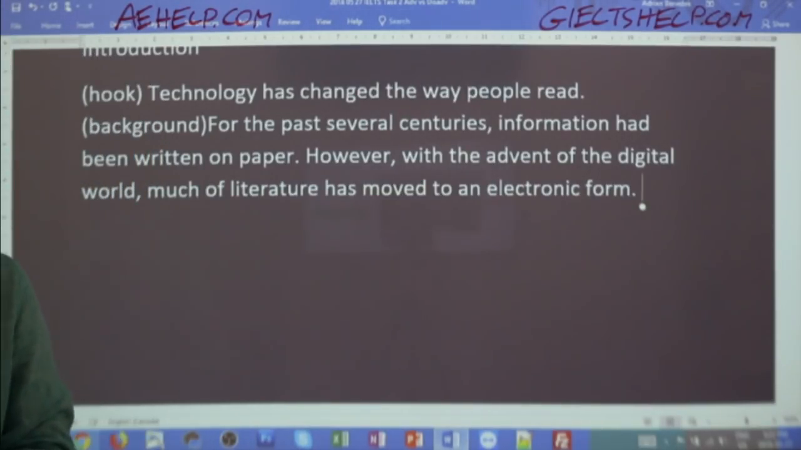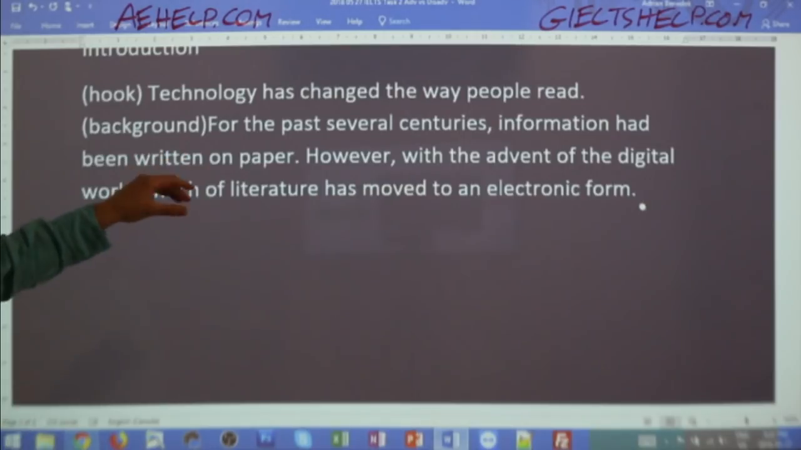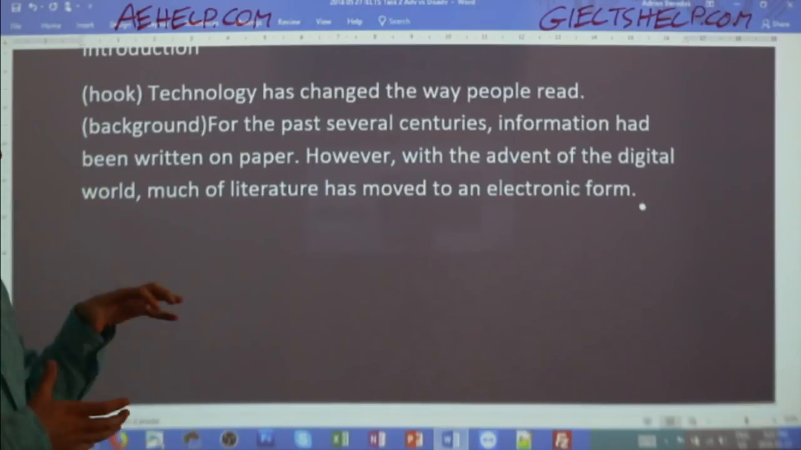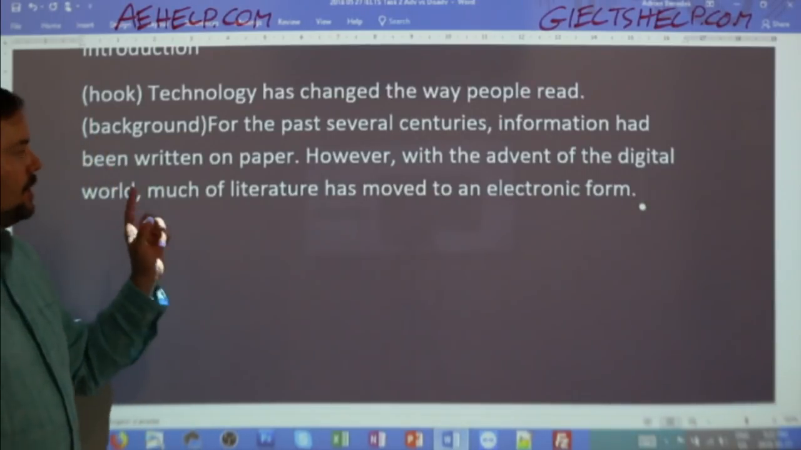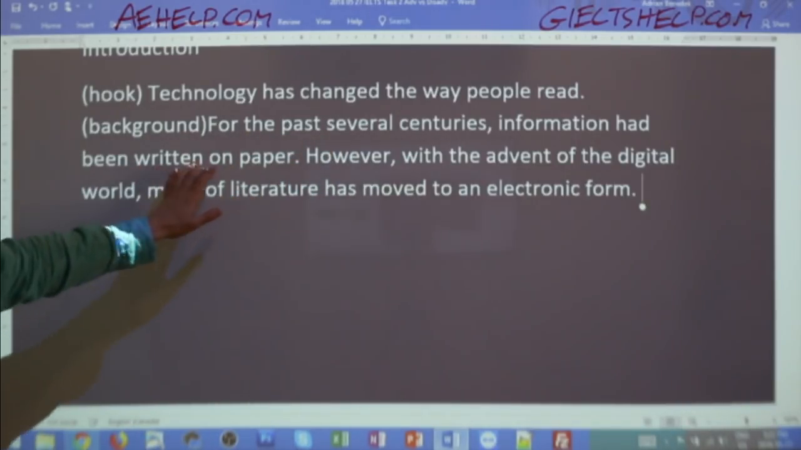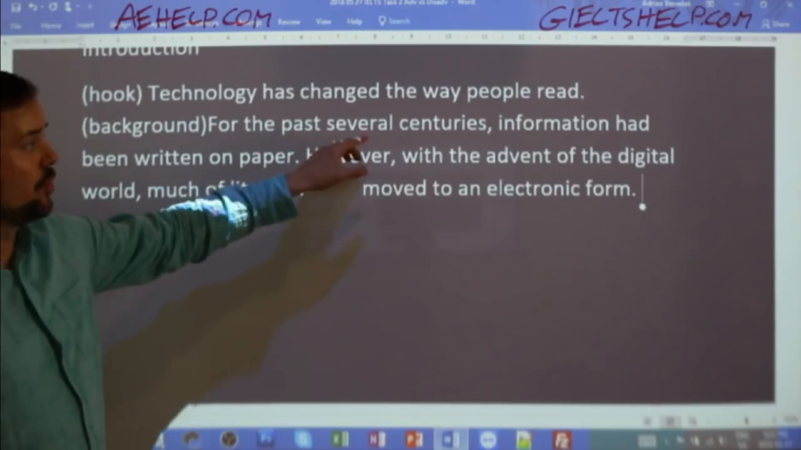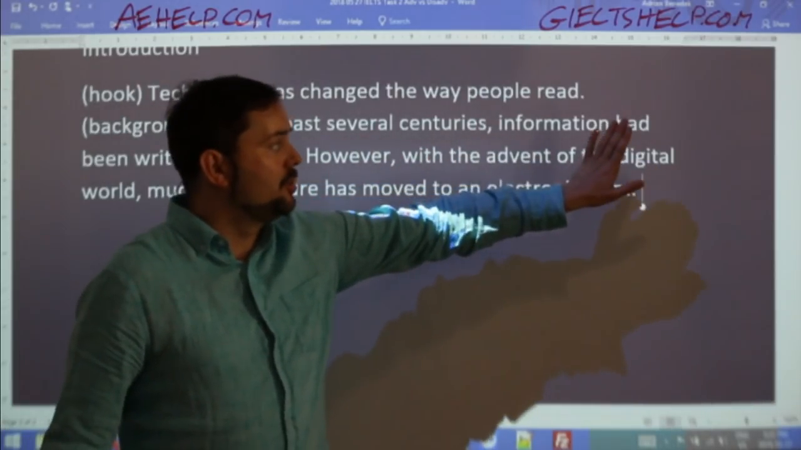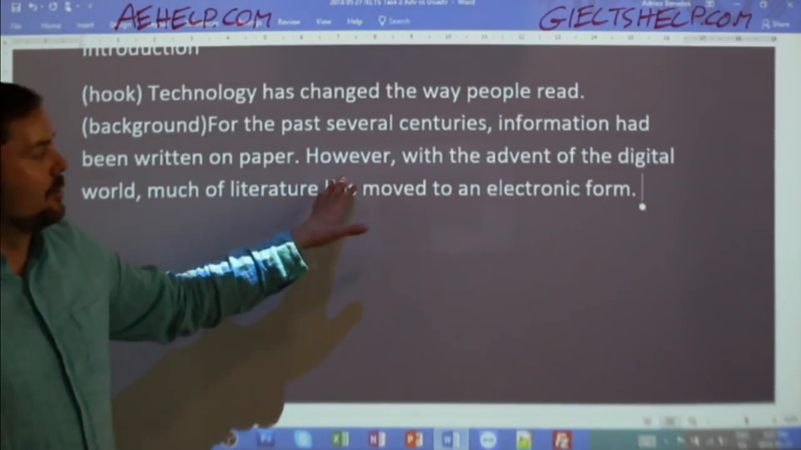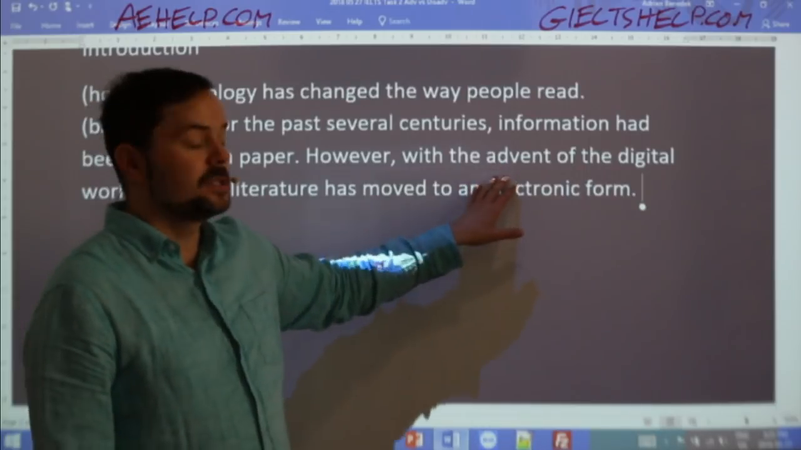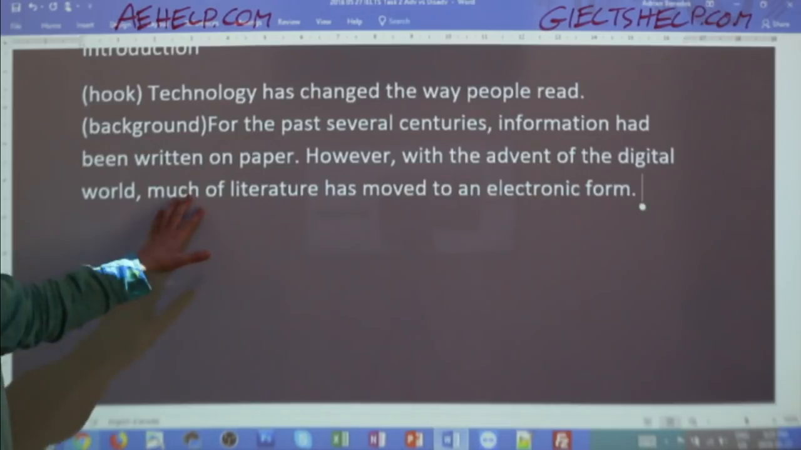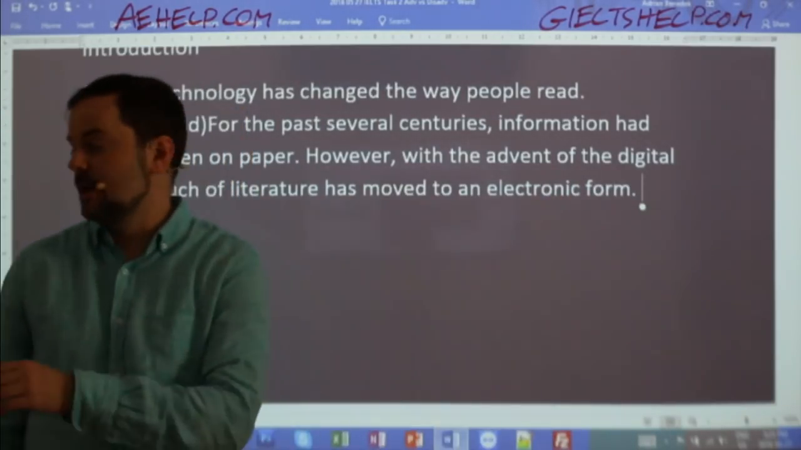Okay, so here I just threw the background at you because I want to keep moving along nice and smooth so we can get to the meat of this essay, the body paragraphs. But I definitely do want you to give me the thesis. So, technology has changed the way people read. For the past several centuries, information had been written on paper. Notice that here right away I'm showing my range of grammar. I'm using a past perfect in passive form on this sentence. However, with the advent, which means the coming about or the new appearance, of the digital world, much of literature has moved to an electronic form.